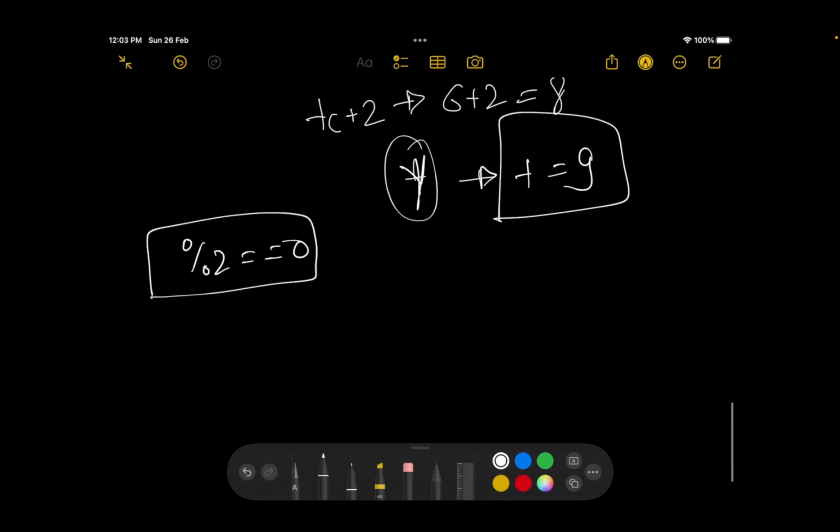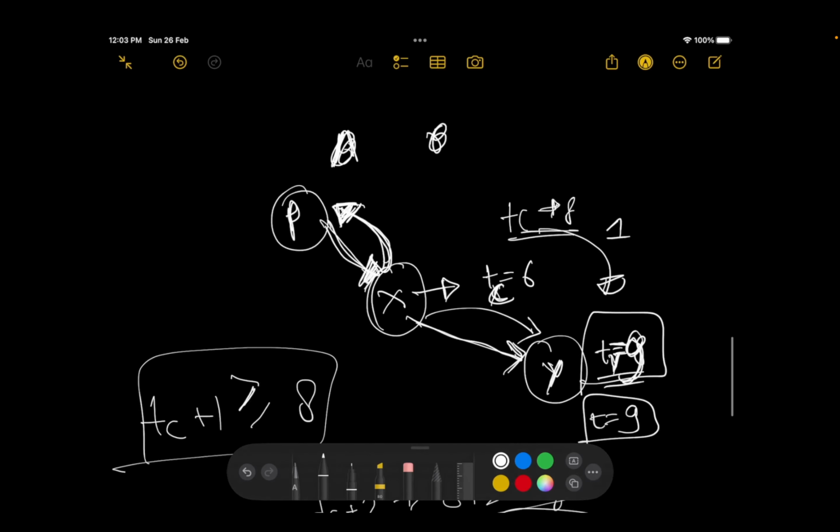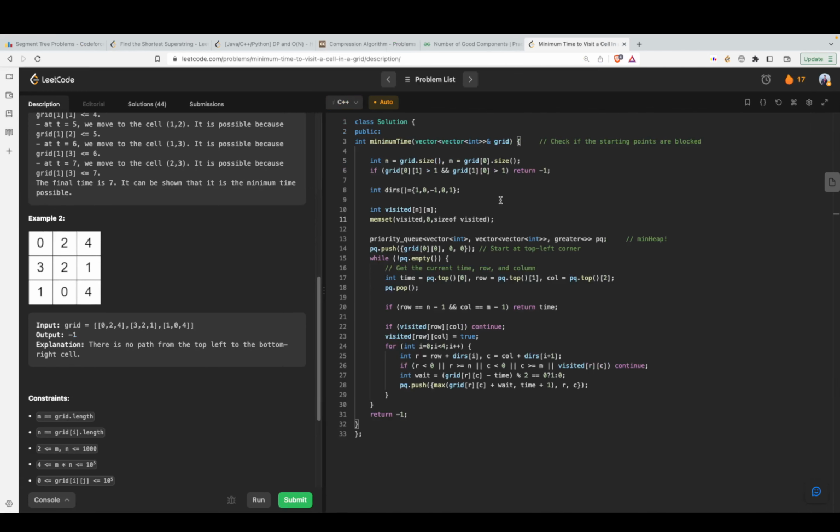So the only check over here is that if the difference between the time of x and y is divisible by 2, if it's an even number, in that case you'll be utilizing 1 extra time, or you'll be reaching y at time ty plus 1. So that's it for the question. Other than that, you simply have to use Dijkstra to implement it. Let's go through the code also.